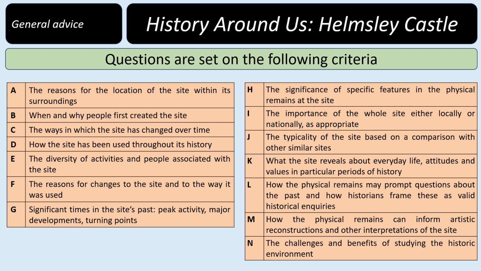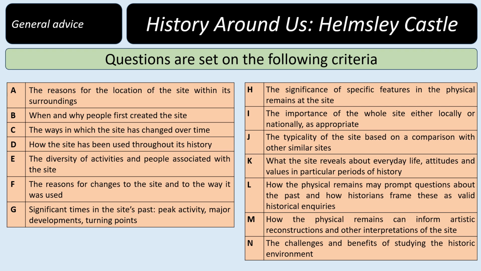Now, as part of your revision, you need to make sure that you understand the following criteria, because this is how the exam questions are basically asked from these little question stems. So A, the reasons for location of the site within its surroundings. B, when and why people first created the site. You'd have to focus on Walter Espec for that one. C, the ways in which the site has changed over time. D, how the site has been used throughout its history. E, the diversity of activities and people associated with the site. F, the reasons for changes to the site and to the way it was used.